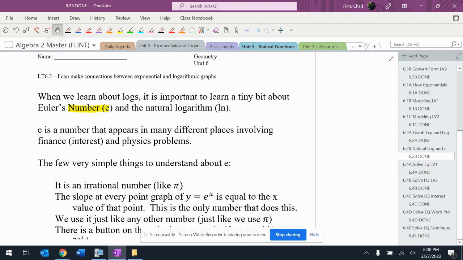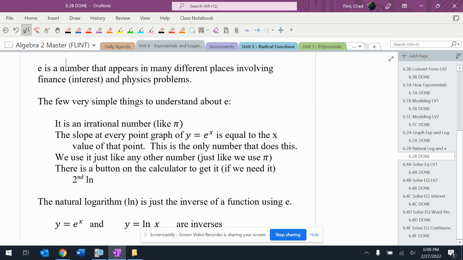I've got a couple things here. It's an irrational number like pi. So pi is an irrational number that was discovered that relates the circumference of a circle to its diameter. This is a similar kind of thing.